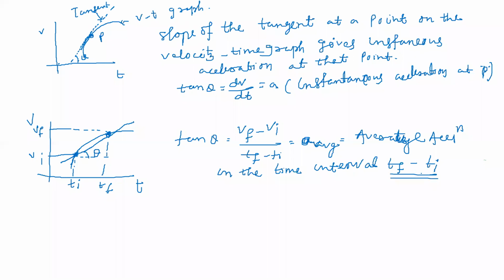Understood, students? Like the previous graph, the body was at this point on the curve. Initial velocity at time t initial was this much. Final velocity at time t final is this much. So what is the change in velocity with respect to time? The change in velocity, Vf minus Vi, by the change in time, Tf minus Ti. That is, students, the average acceleration.